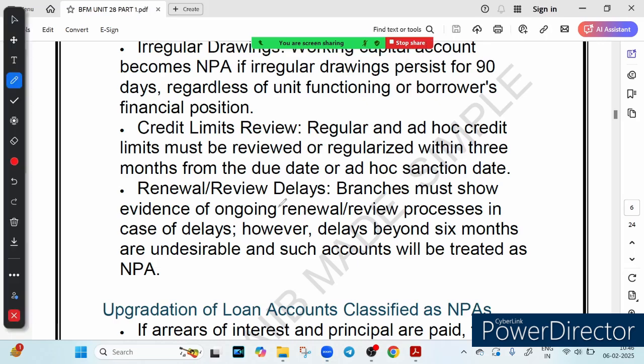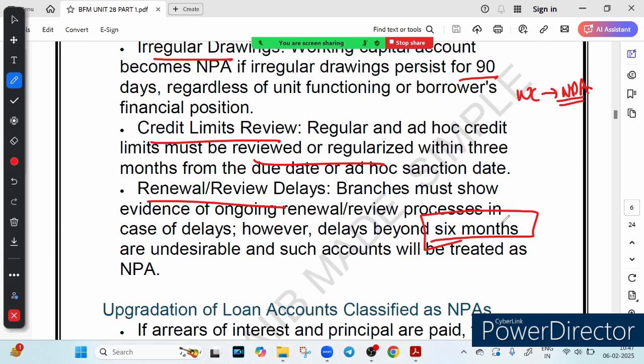I am telling you again, a working capital loan will become NPA if either of the 3 conditions is met. The first condition is that the account has irregular drawing for 90 days. Second condition is that the loan credit limit is not reviewed or regularized within 3 months from the due date. So after the due date, for 3 months, the loan condition has not been reviewed or regularized, right? That is called credit limit review, irregular drawing. And renewal or review delay means what? If the renewal is delayed beyond 6 months. If you have not renewed the loan for 6 months, it is treated as NPA.